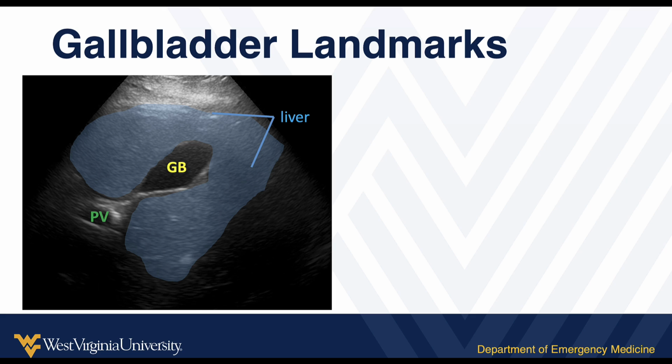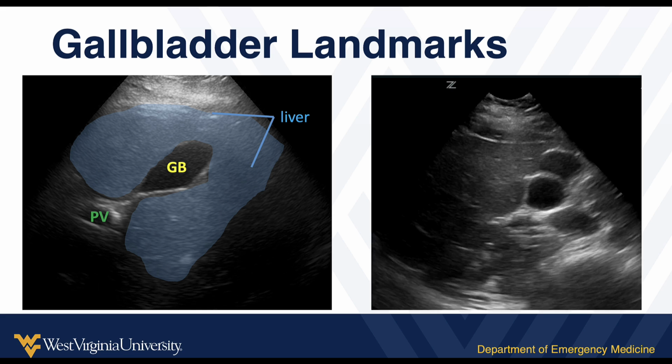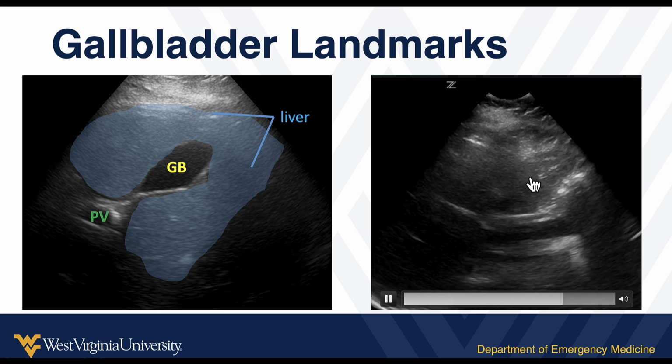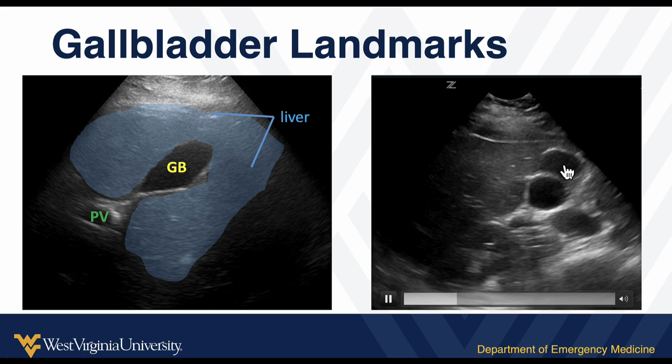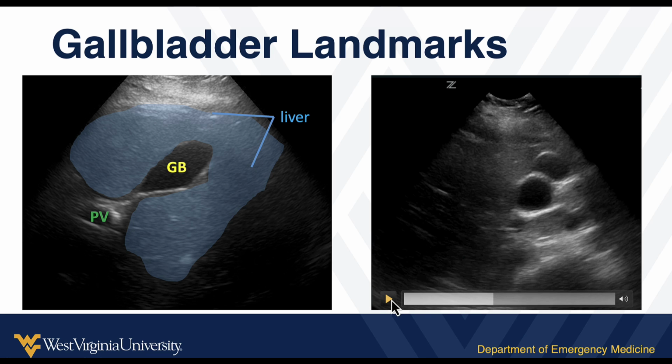So these are all landmarks to help you make sure you're in the right neighborhood. And here's just a little video clip showing it in real time. So we see here, this gallbladder has a little fold in it, so if you weren't careful, you could miss imaging the entire gallbladder. We see the kidney come into view, and then we see that portal vein, and I'll slow this down.